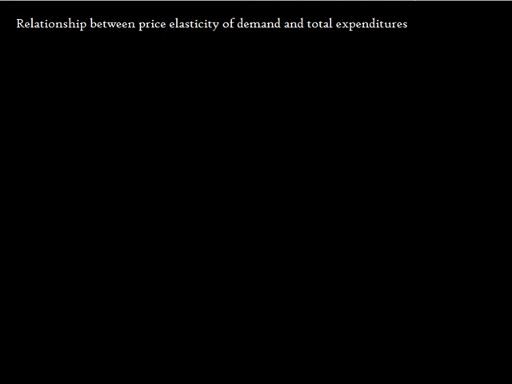So we need to find out what is the relationship between price elasticity of demand and total expenditures. How can you write the total expenditures? You'll be writing it as E, which is P into Q. Now, if you differentiate this E with respect to P, it is del E by del P, which is equal to first function as it is into derivative of second function, that is del Q by del P, plus second function as it is into derivative of first function, which is 1.